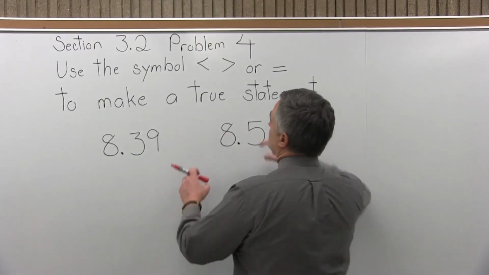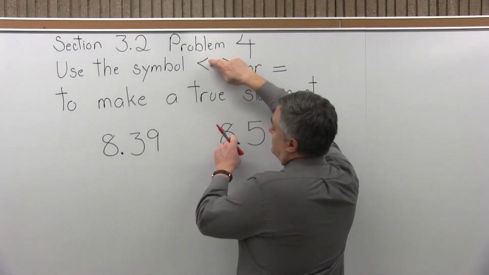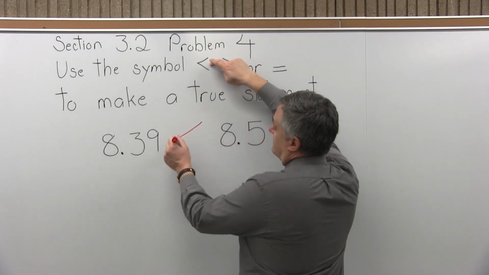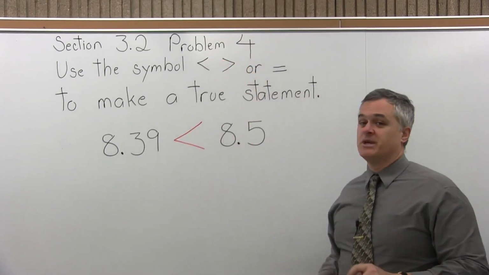So the symbol we use will have the open end facing the larger value, facing the 8.5. So that's the symbol that makes the statement true.